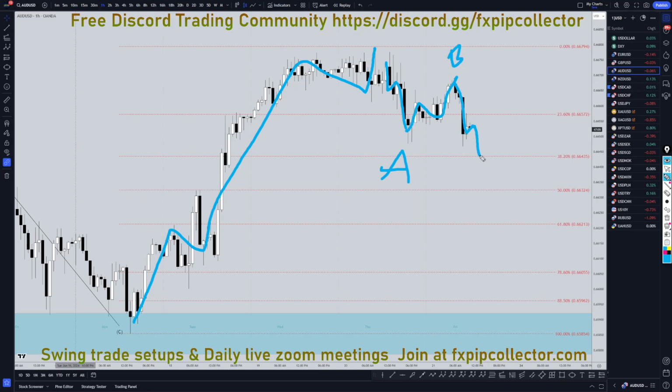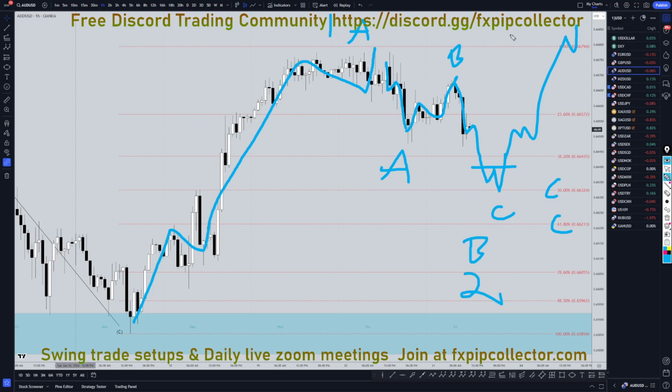I think there's a pretty good chance that this is going to go down further, maybe to the 50, maybe even the 61.8 to make a wave C. Then I would definitely expect to see another push to the upside. Now, I would definitely call this either a wave A or wave 1, ABC of B or ABC of 2.